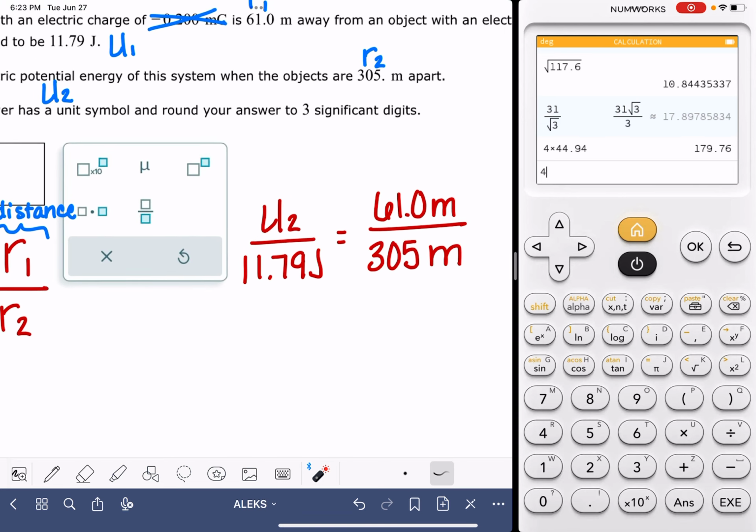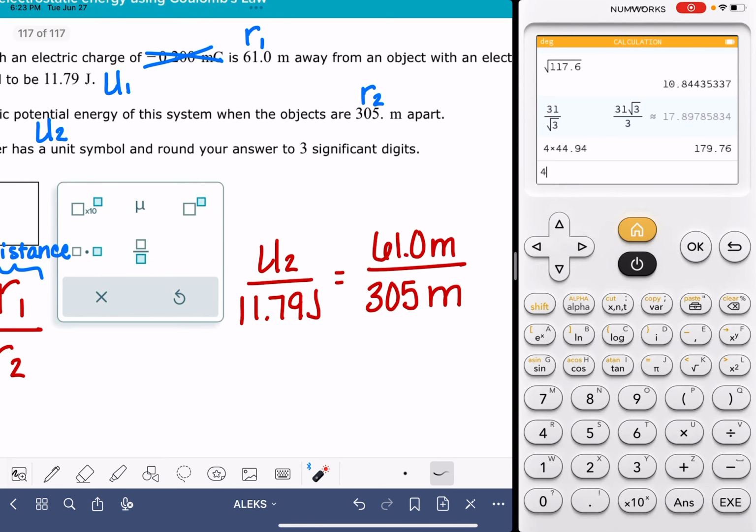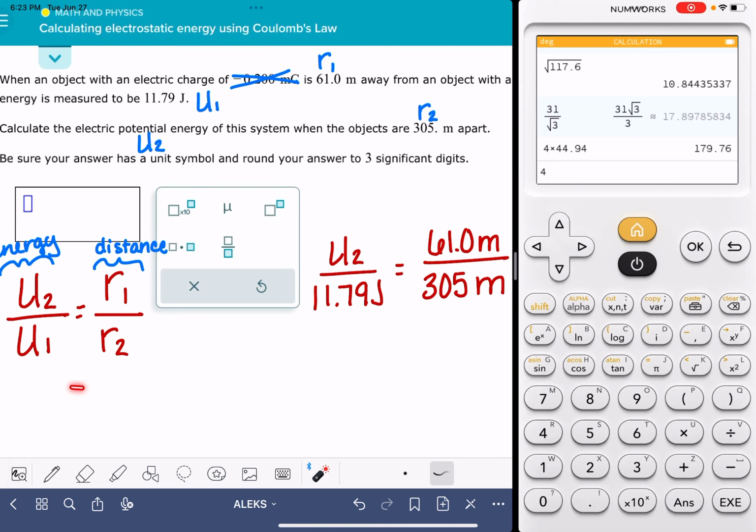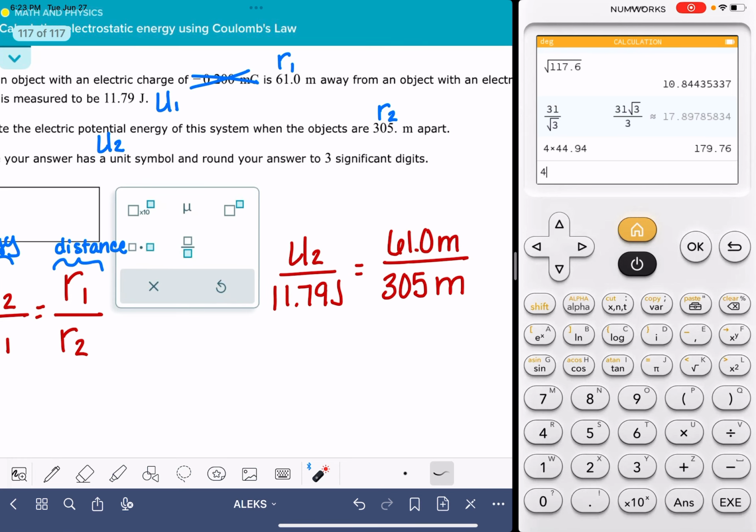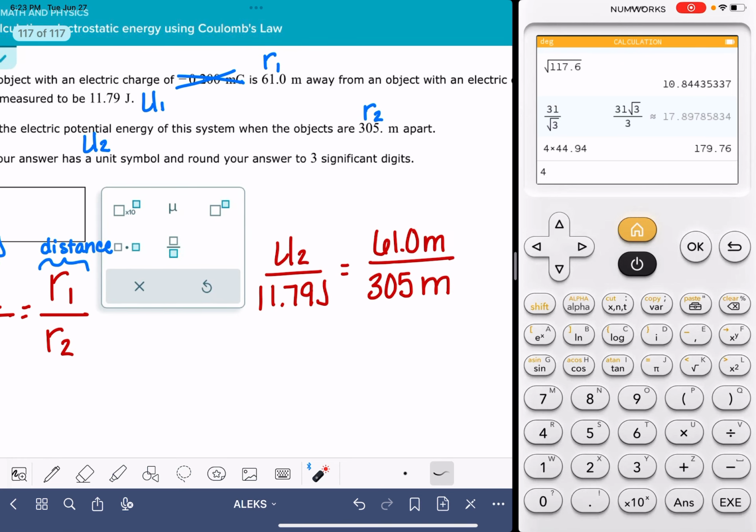It could be centimeters or millimeters or whatever. The units of your distance don't matter. They don't have to be in units of meters when you're using this version of the problem. The units for your distance just need to be the same. Whatever the unit is, it just needs to be the same unit so that those units can cancel out like I just did right there.